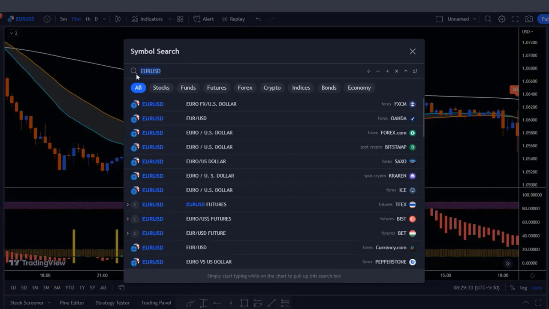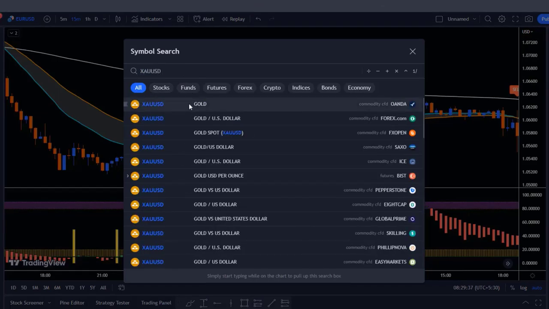So let's do the back testing on the USD 15 minutes time frame.